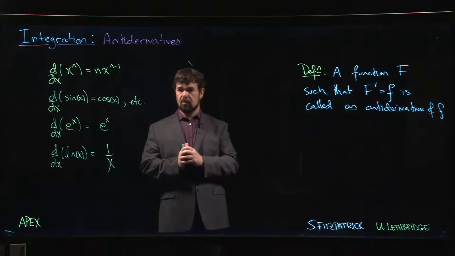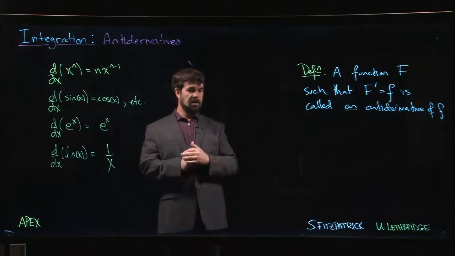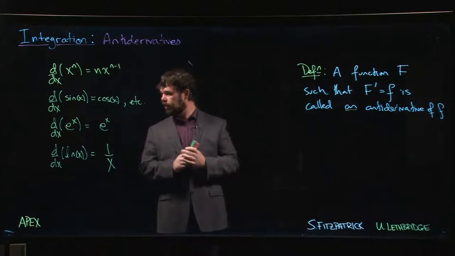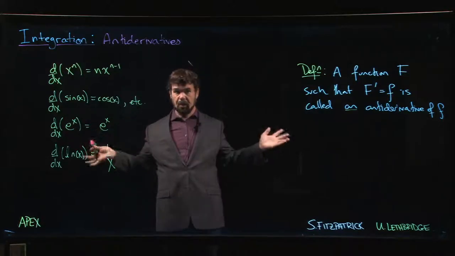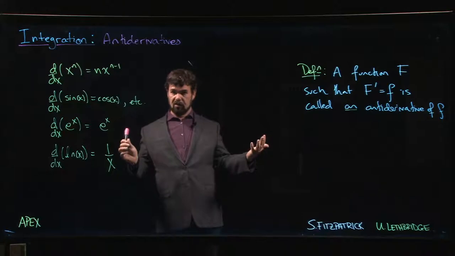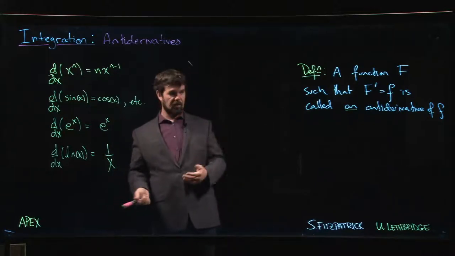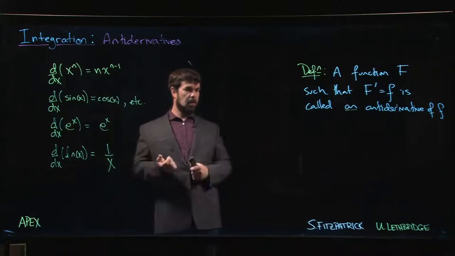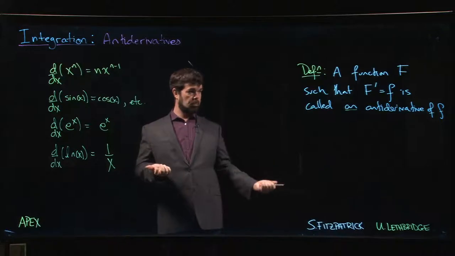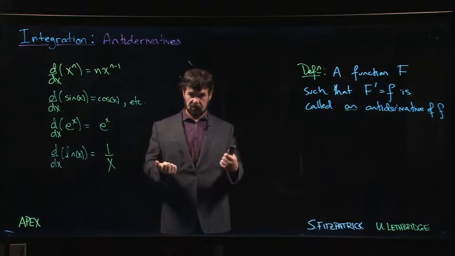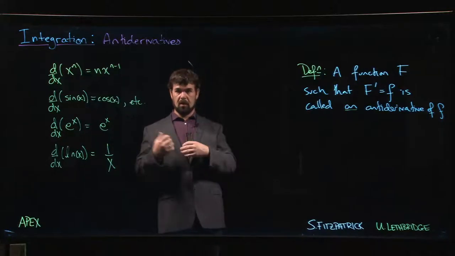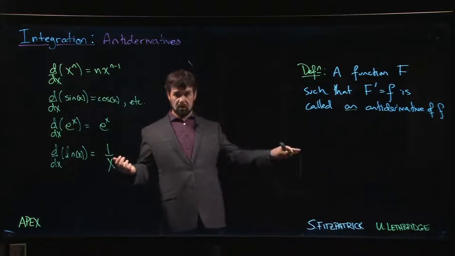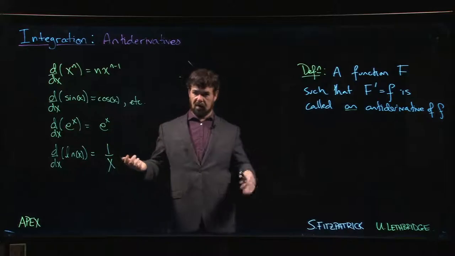So in our introduction video, we introduced this idea of an antiderivative. We talked about the fact that we have lots of derivative formulas. We know how to take the derivative of pretty much anything. And now we're interested in the question of can we reverse the process? Can we come up with an antiderivative for a given function? This means if you've got a function, you want to know whether you can come up with some other function such that when you take the derivative, you get the function that you already have.